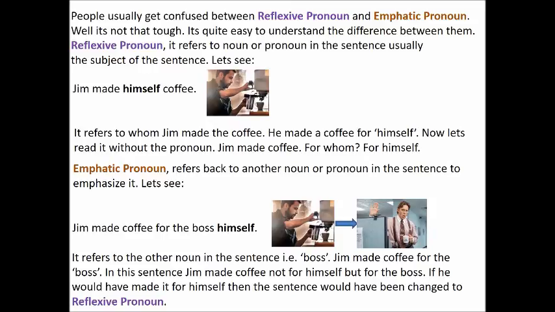Emphatic pronoun: it refers back to another noun or pronoun in the sentence to emphasize it. Let's see. Jim made coffee for the boss himself. It refers to the other noun in the sentence, that is, the boss. Jim made coffee for the boss. In the sentence, Jim made coffee not for himself but for the boss. If he had made it for himself, then the sentence would have changed to a reflexive pronoun.